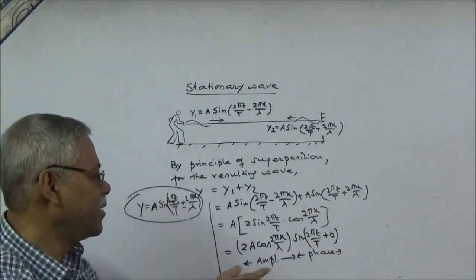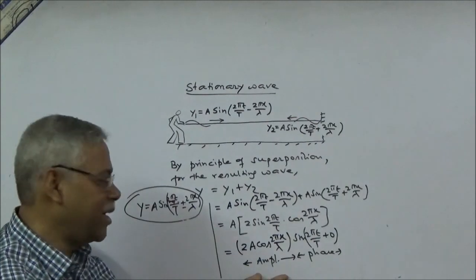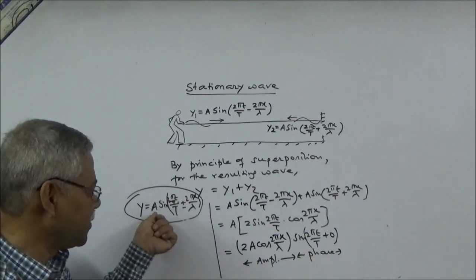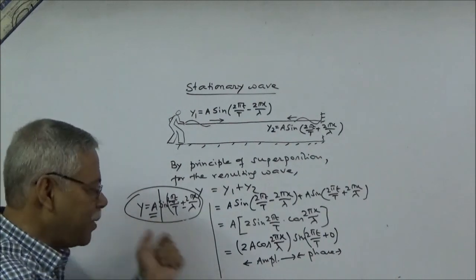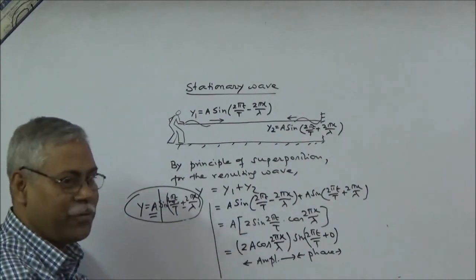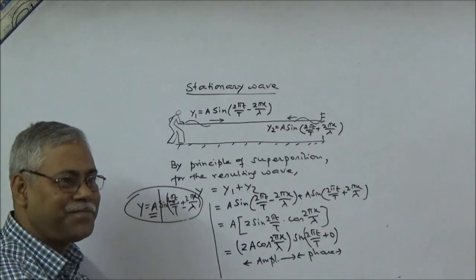And now study the amplitude part. Herein, what difference do you find? This is the amplitude part in a progressive wave. This is the amplitude part in a stationary wave. What difference do you find?